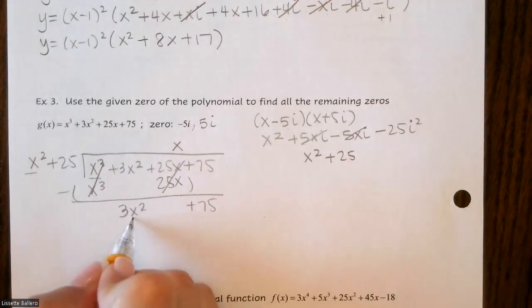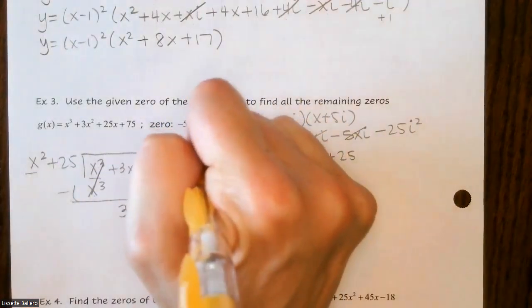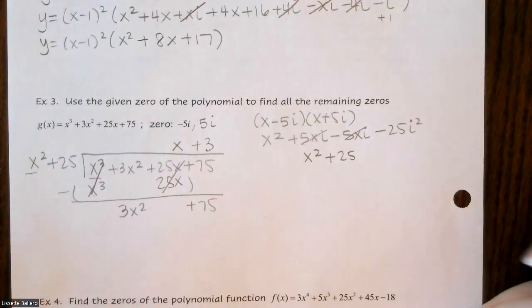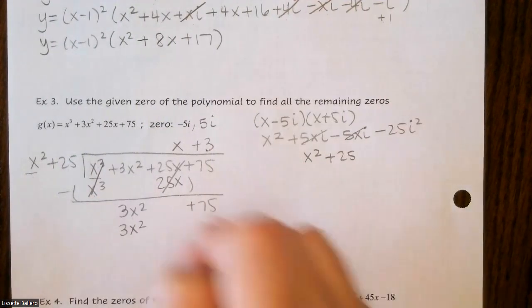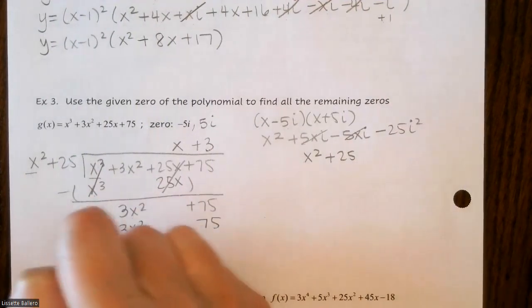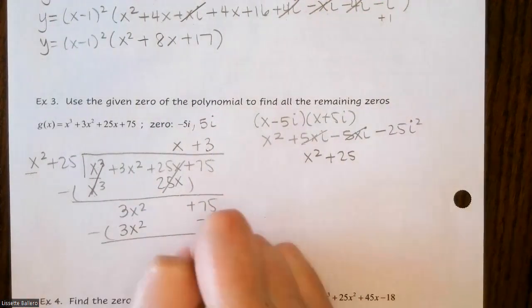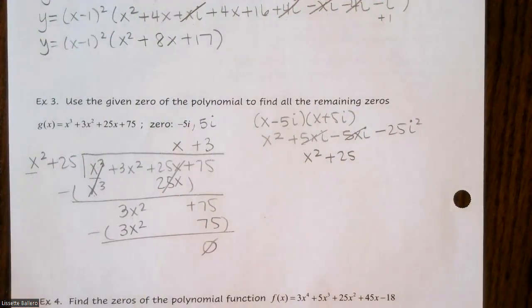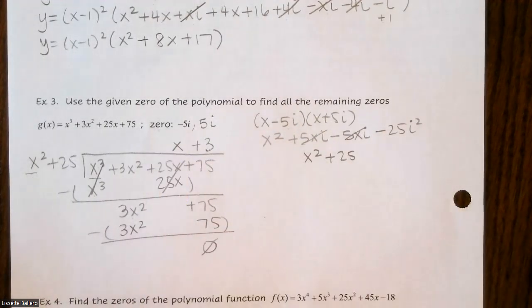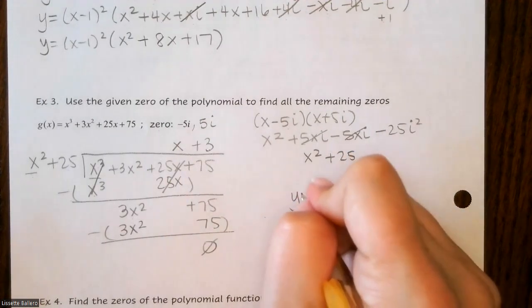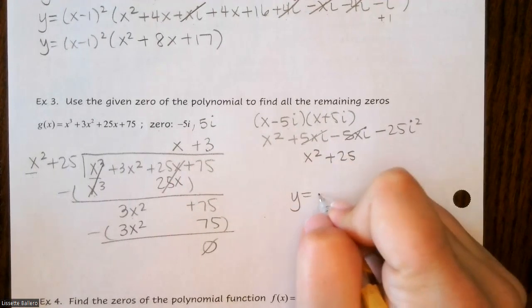I do it again, and 3x squared divided by x squared is 3. I multiply that, and I get 3x squared and 75, and I'm going to subtract that, and we get a remainder of 0. We knew we were going to get a remainder of 0 because we knew this was a factor since they gave us the zeros, and in order for it to be a factor, the remainder has to be 0. We talked about that earlier when we did long division and synthetic.